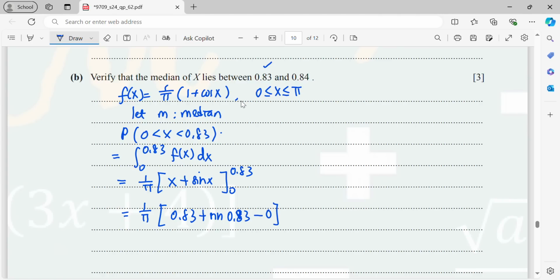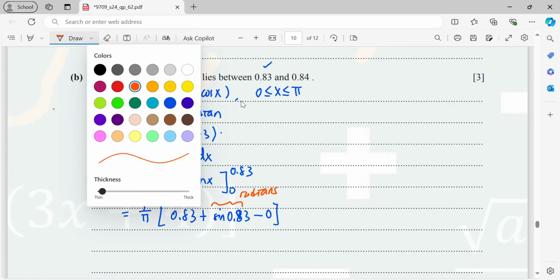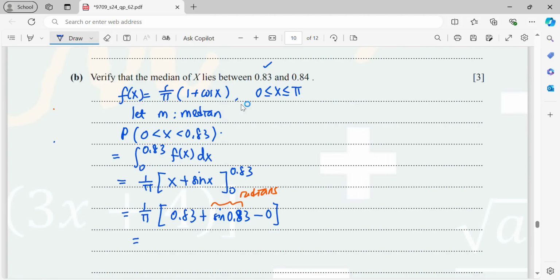Now, when you do calculation, you have to be careful, okay? Because 0.83 here, without the degree sign, that means that is radians. So now here, calculate this using radians mode. Then here, you will be getting the answer of 0.499088. So I will say that this is 0.499, correct to 3 significant figures. Now, on the other hand, we calculate this is from 0 to 0.84. So P 0 to 0.84.